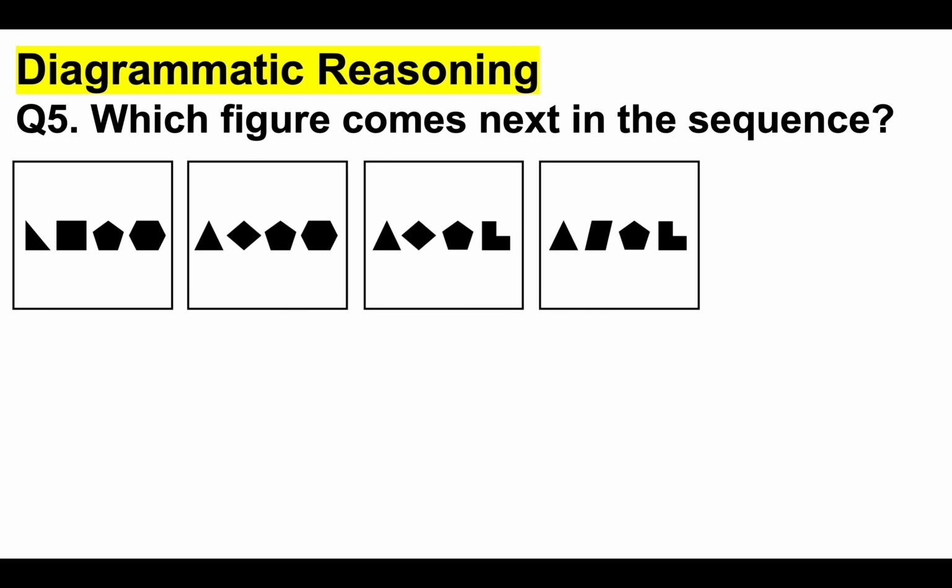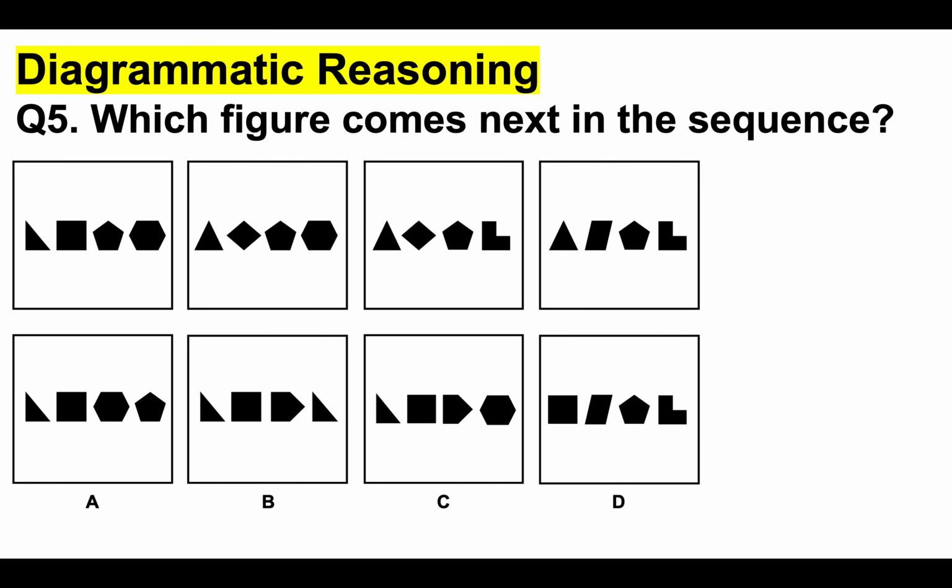Question 5. Which figure comes next in the sequence, A, B, C, or D? So from the top row of figures, we have to decide which one will go there from A, B, C, or D in the bottom row. So we need to look for patterns. All we can see upon first inspection is lots of different shapes.